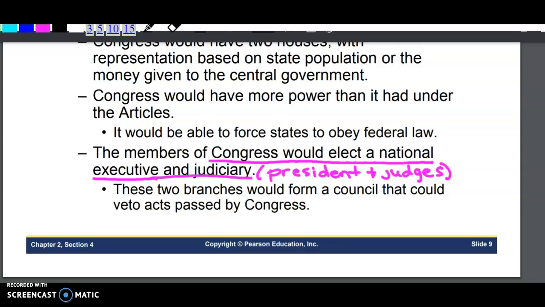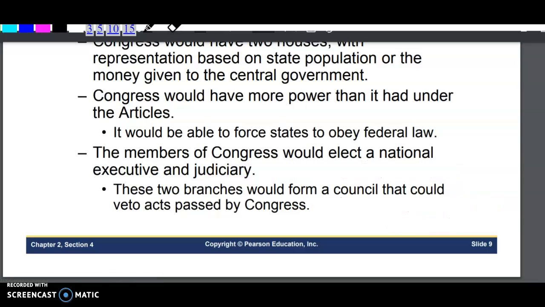So they wanted veto. What you need to know here is that veto power was for Congress under the Virginia Plan. We know that veto power is the president's, or the executive branch's, power in our government today.